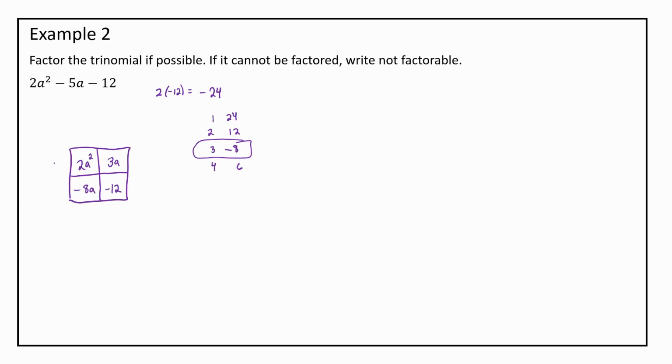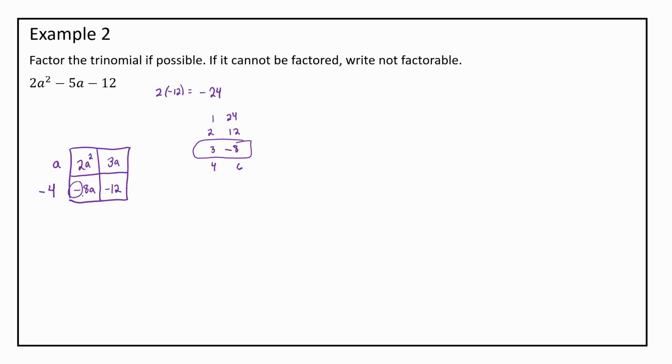So now I'm going to look at my rows. 2a squared and 3a both have an a in common and not a number. Negative 8a and negative 12a have a negative in common that I'm going to take out. And more importantly, our rule is going to be if the first part of what we have is negative, if our a is negative, I'm going to take a negative out. And then the number they have in common is a 4.